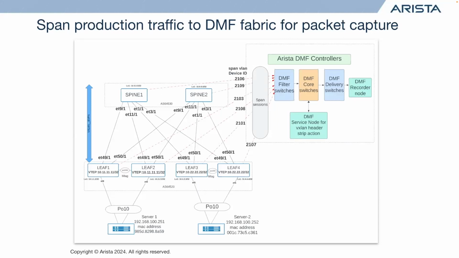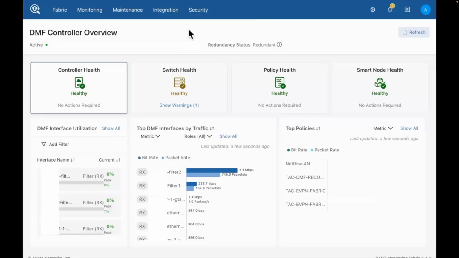Okay, since we have an idea about how we are going to efficiently troubleshoot this scenario, let's go ahead and take a look at the DMF controller to get the packets for analysis. Let's log into the DMF controller now. On the screen, you see the DMF controller dashboard. From this dashboard, we are going to navigate to the DMF recorder node dashboard. And from there, we can perform a query to get the packet capture file out, and we can analyze it through Wireshark.